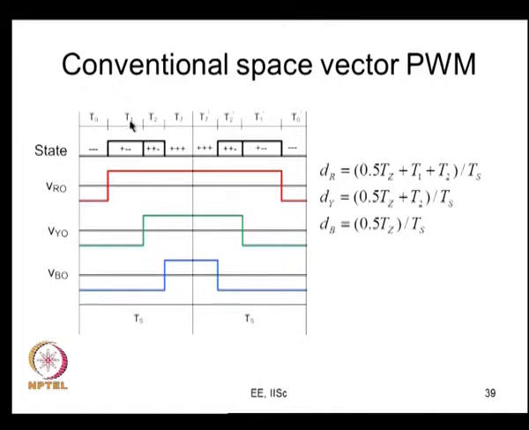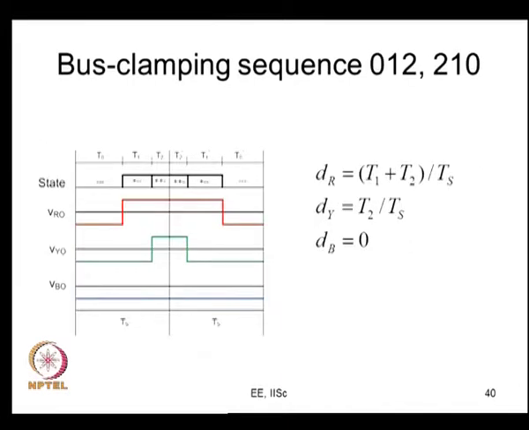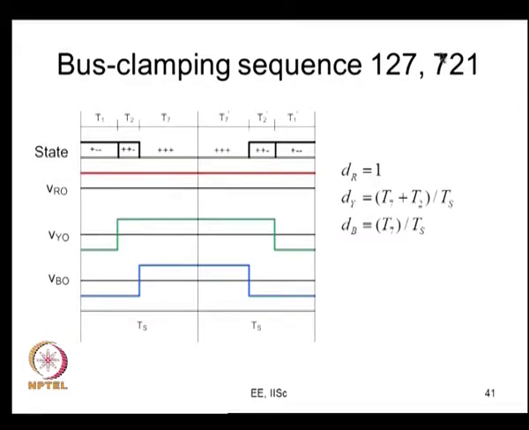The active vectors are applied for t1, t2 seconds. The null vector is applied for tz by 2 and tz by 2 here if it is conventional space vector, or it can be some other ratio for the other continuous PWM methods, and the duty ratios are given by this. If it is a bus clamping PWM method, what do you do? You apply, let us say, only 0 for the entire duration tz, or 0, 1, 2, 2, 1, 0. So, this is one way of doing bus clamping PWM. This is the other way of doing bus clamping PWM.